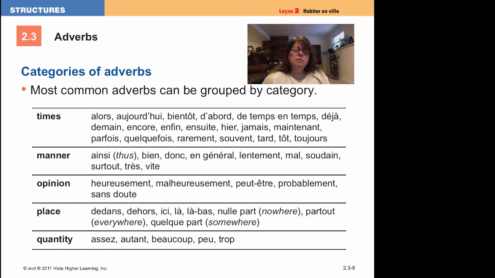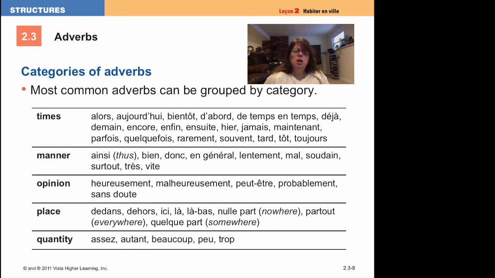Categories of adverbs. The most common adverbs can be grouped by category. A lot of them are time words. Alors, aujourd'hui, bientôt, d'abord, de temps en temps, déjà, demain, encore, enfin, ensuite, hier, jamais, maintenant, parfois, quelquefois, rarement, souvent, tard, tôt, and toujours. If you do not know what some of those words mean, you should make sure that you write them down to ask what they mean or look them up.